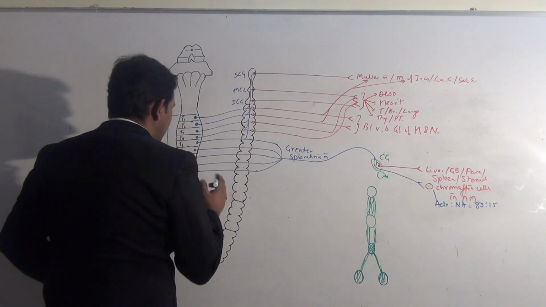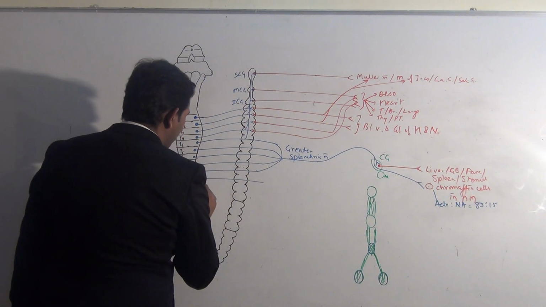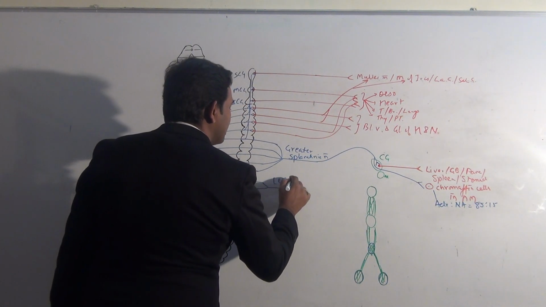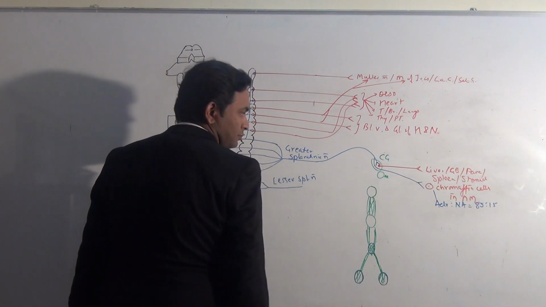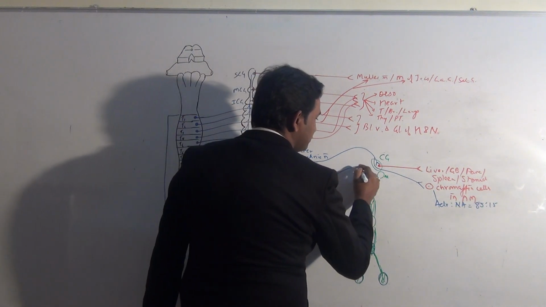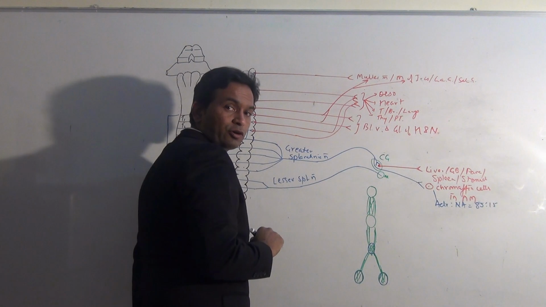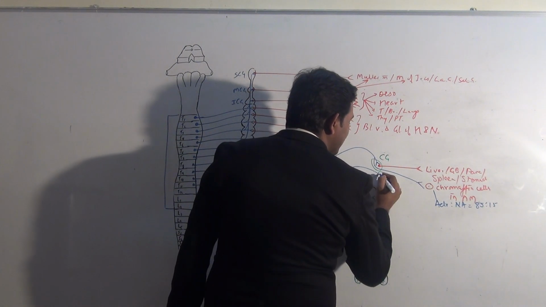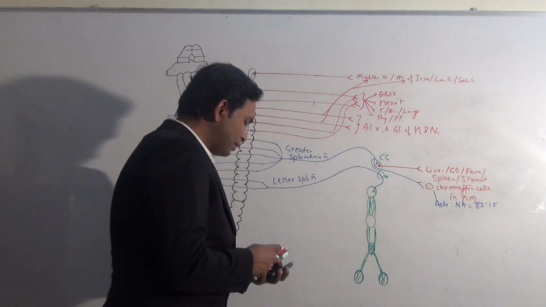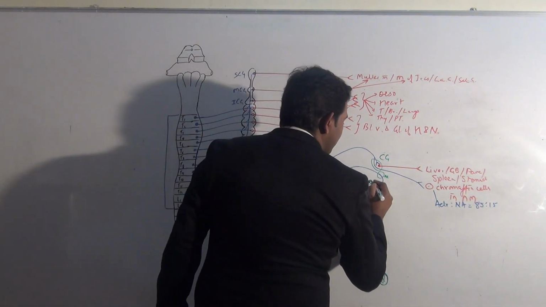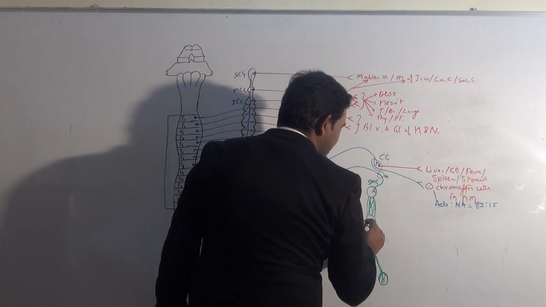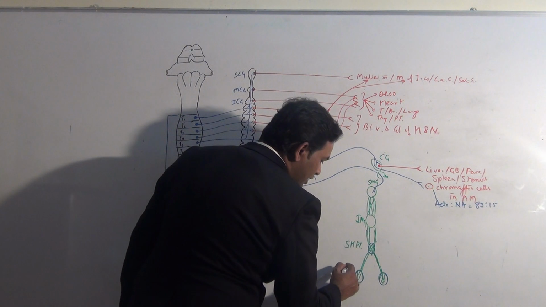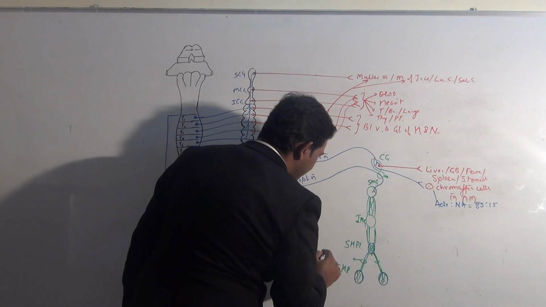In the same way, preganglionic neurons from T10 and T11 will also cross the sympathetic ganglionic chain and are termed the lesser splanchnic nerve. This lesser splanchnic nerve will enter the aorticorenal ganglia without synapsing. It will end in the superior mesenteric ganglia. This is the superior mesenteric ganglia. This is the inferior mesenteric ganglia. This is the superior hypogastric plexus, and these are the two inferior hypogastric plexuses, and these are the right and left hypogastric nerves.